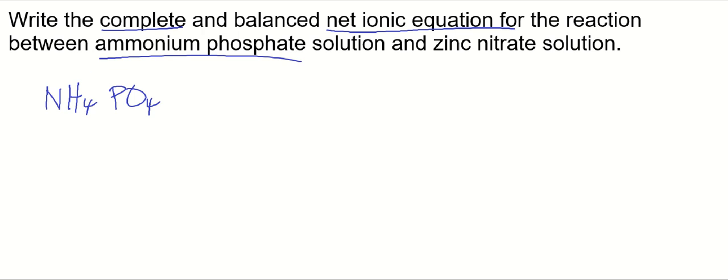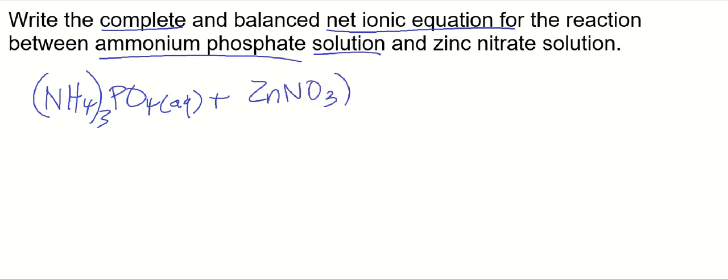So we're going to have 3 ammoniums in this compound, so we'll need parentheses there and a 3 over there. All of these are in solution of water, so we'll put aq there. Zinc nitrate. Zinc has a 2 positive charge, so we're going to crisscross that down here. Nitrate is a 1 negative charge, so we don't need to crisscross that; we don't write ones. That's also in solution. These are all soluble.